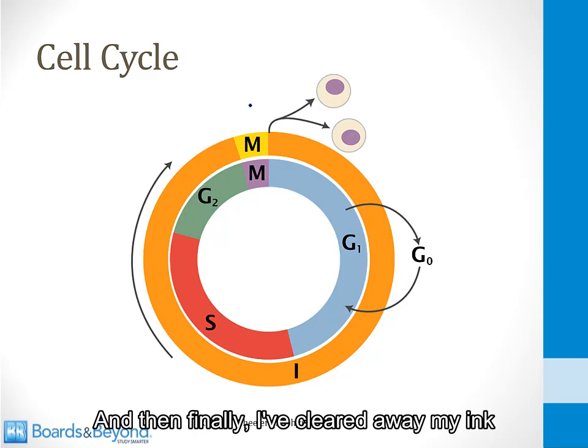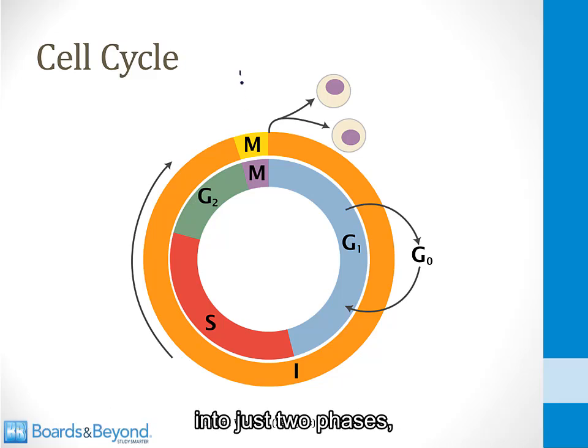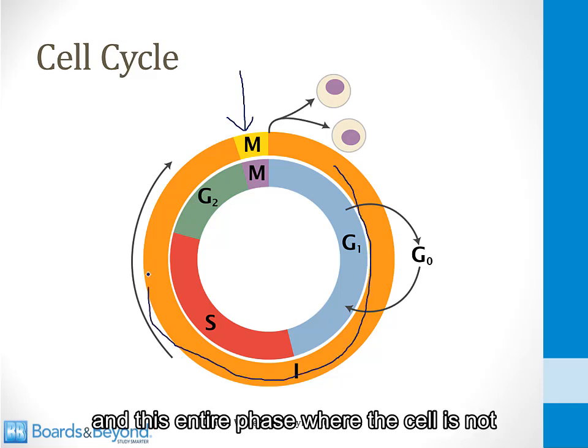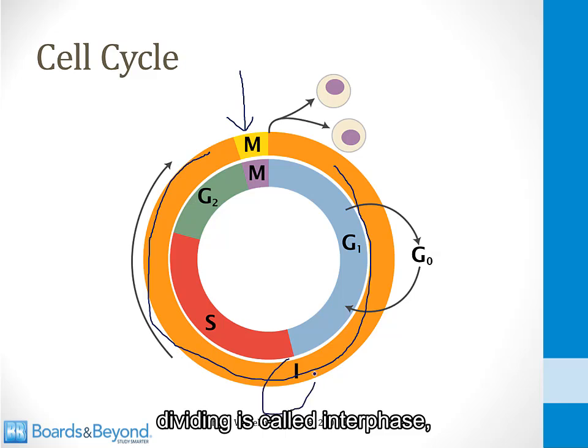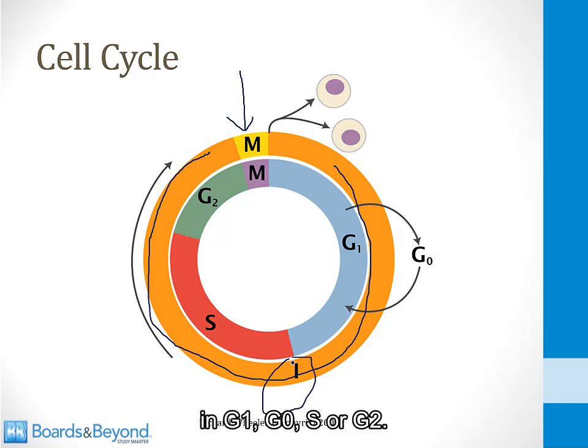And then finally, I've cleared away my ink so I can show you that sometimes the cell cycle is divided into just two phases. The M phase is mitosis when the cell divides, and this entire phase where the cell is not dividing is called interphase. That includes all the time that the cell spends in G1, G0, S, or G2.